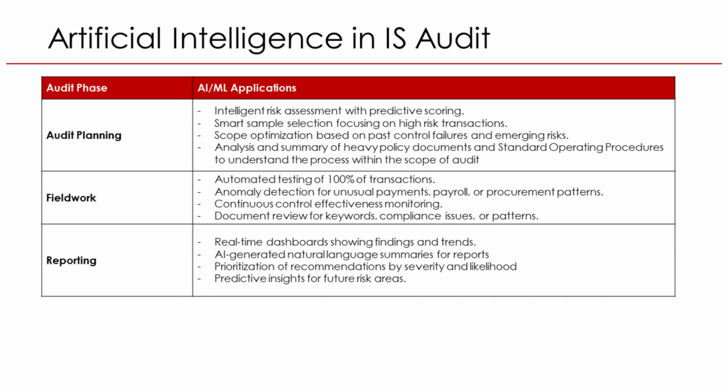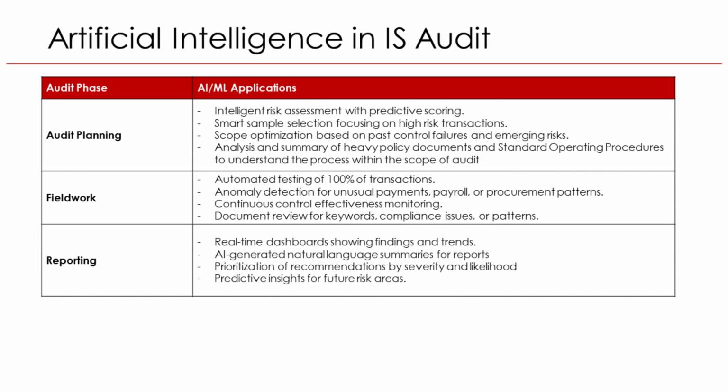Let us go through how AI tools help the auditors throughout the audit stages. 1. Audit planning phase. AI helps auditors identify high-risk areas before the audit begins. It uses predictive scoring to assess which business units or transactions are more likely to have problems. Example: an AI system can analyze last year's audit data and automatically suggest focusing this year's audit on departments with repeated control failures or financial anomalies.